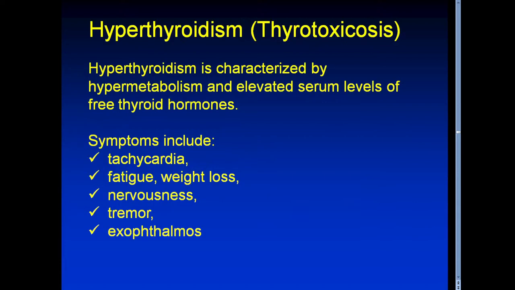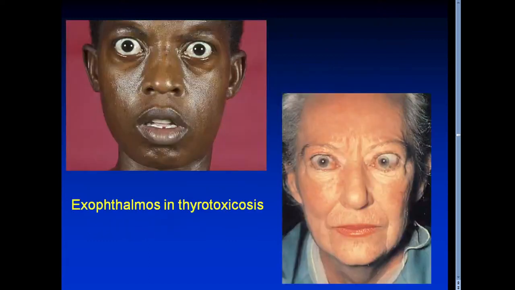Hyperthyroidism, thyrotoxicosis. Hyperthyroidism is characterized by hypermetabolism and elevated serum levels of thyroid hormones. Symptoms include tachycardia, fatigue, weight loss, nervousness, tremor, exophthalmos. This is exophthalmos in thyrotoxicosis.